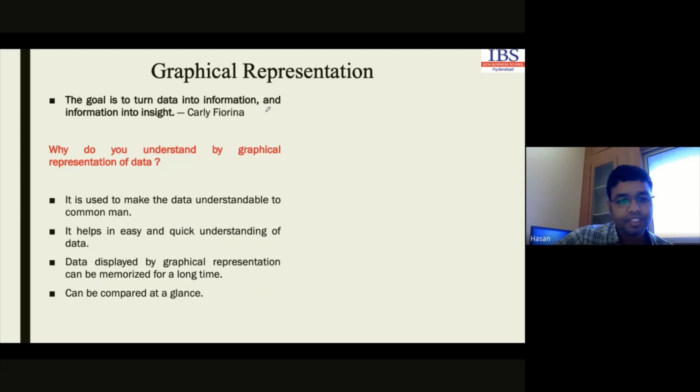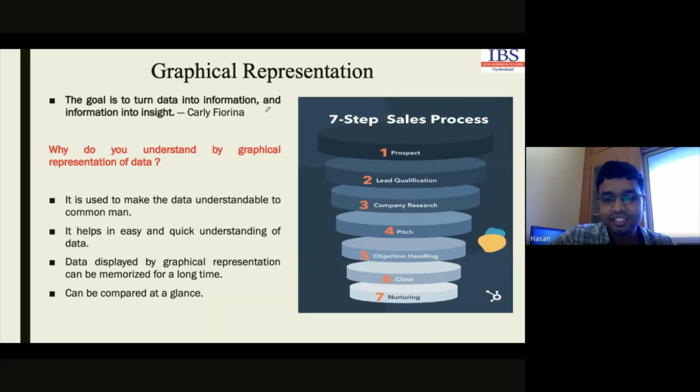So a graph helps us memorize the trend, basically the trend, not individual data. And it can be compared at a glance. Just observe and compare it. So I have a graph here. Tell me what you understand from this graph. This is a graphical representation of a particular set of steps. What do you understand from this graph?